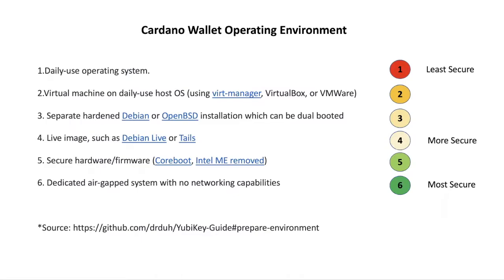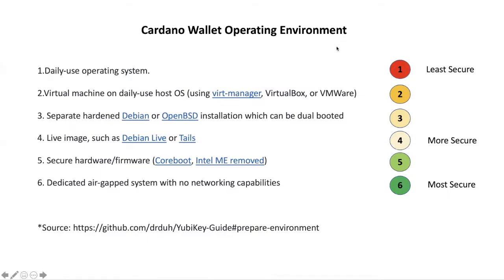Now, if you think about all the different options that you have on how to build the system and how to install Daedalus and where to operate Daedalus from, what you come up with is a list that's pretty close to, if not identical to, the list that's in front of us here. This is based on a GitHub YubiKey guide post. So I took that from that guide.